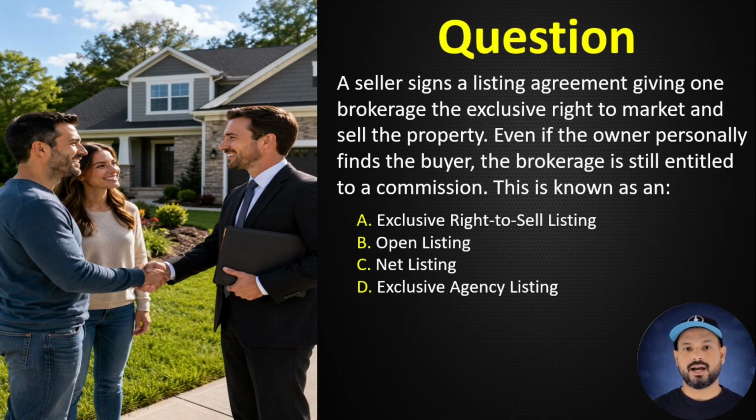Question number 35. A seller signs a listing agreement giving one brokerage the exclusive right to market and sell the property. Even if the owner personally finds the buyer, the brokerage is still entitled to a commission. This is known as an: A. Exclusive right to sell listing, B. Open listing, C. Net listing, D. Exclusive agency listing. Correct answer A. Exclusive right to sell listing. The broker earns a commission regardless of who procures the buyer.